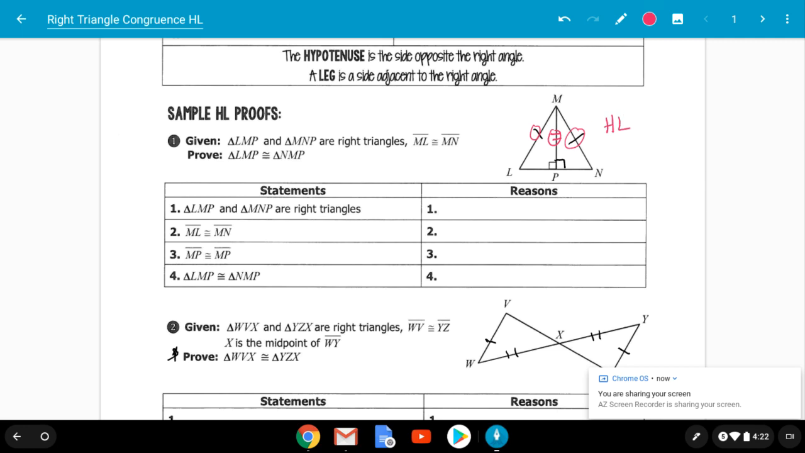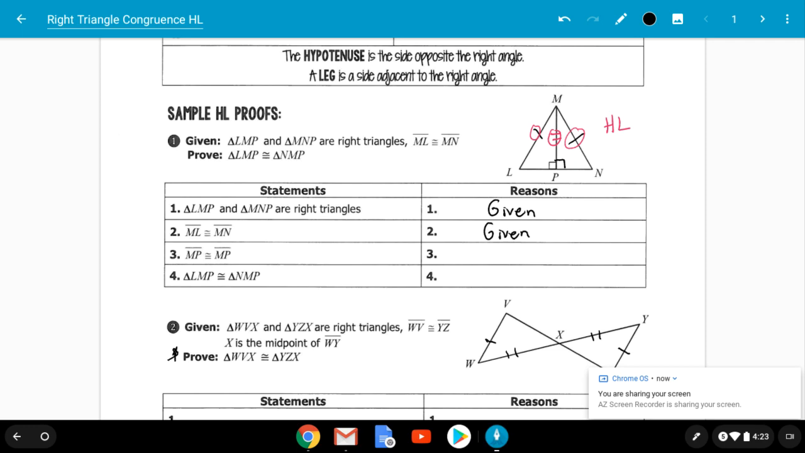Nothing new there. Now we're just going to write it formally. Statement: the two triangles are right triangles. Why? Well, they gave it to us. Given. Line segment ML is congruent to line segment MN. Why? They gave it to us.